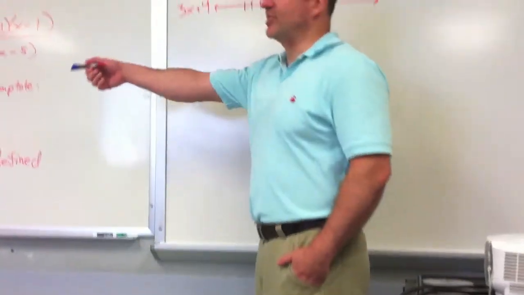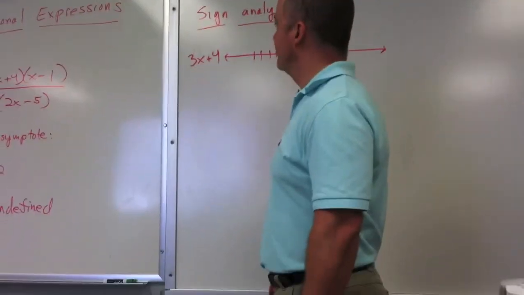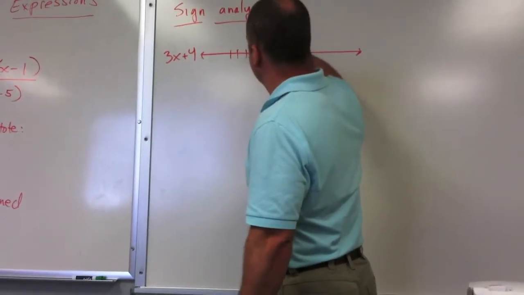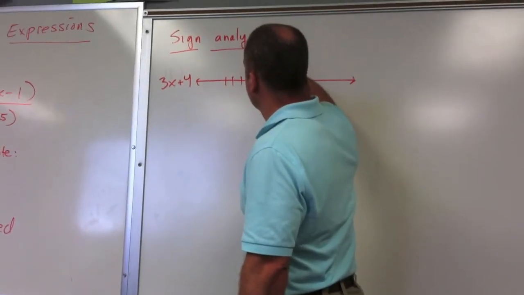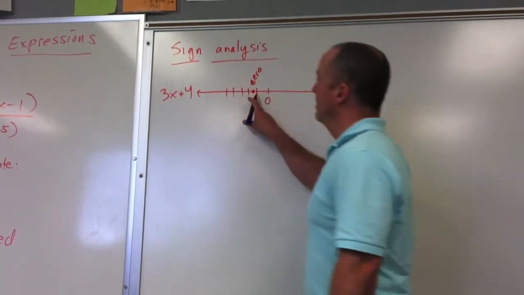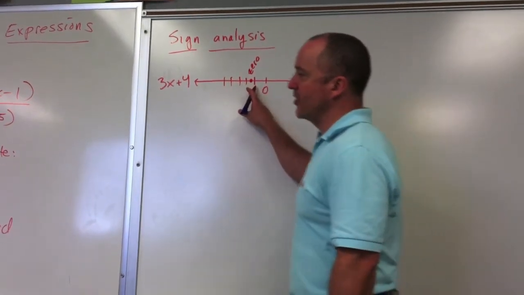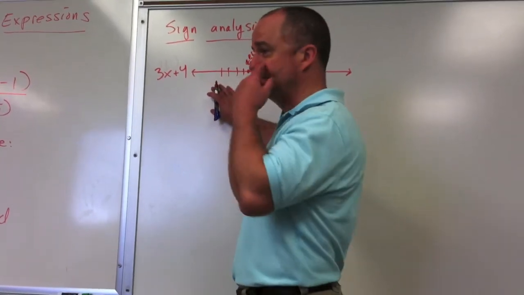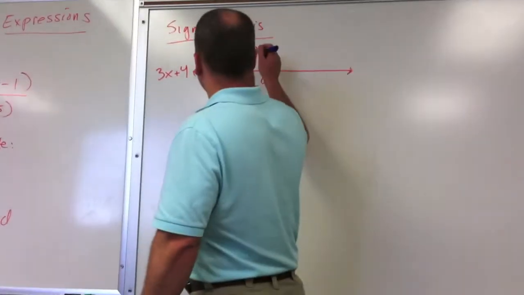We figured out the 0 already, when x equals negative 4/3, like Johanna said. So that's negative 1 1/3, right? So here we have a 0. Below negative 4/3, is 3x plus 4 positive or negative? Negative.